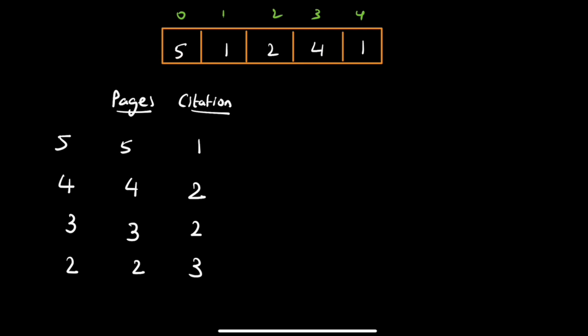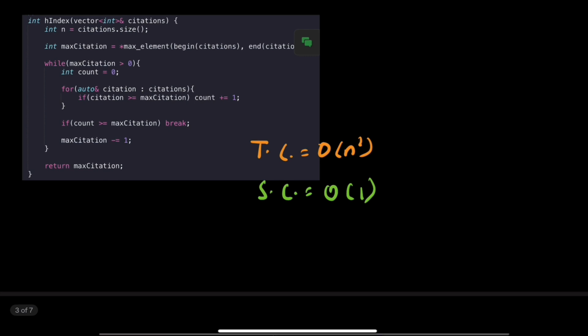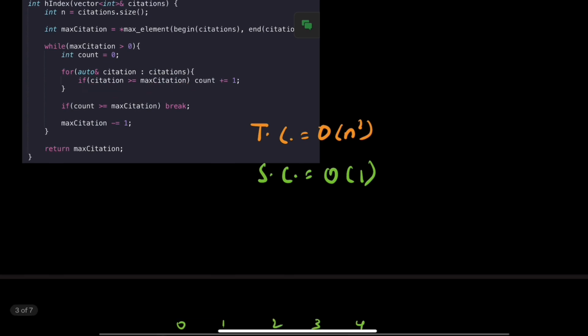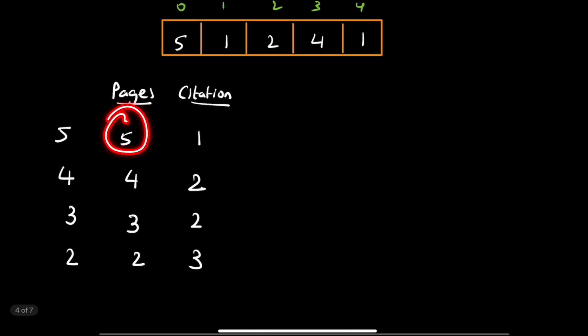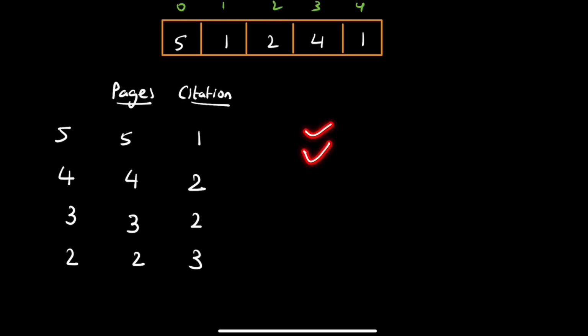So the main problem is this loop that we were executing here. For the count, we were again checking the whole array whether that citation is greater than the maximum citation, right? Although in the previous entries it has 5 pages, it has 4 pages, for the entry 2 we are again checking for 5 and 4, which doesn't make any sense, right? Now, what is the solution for it?